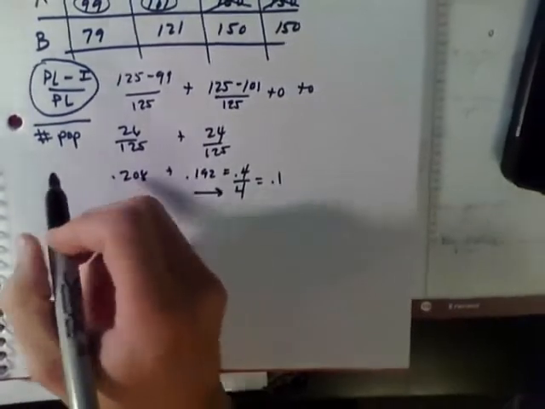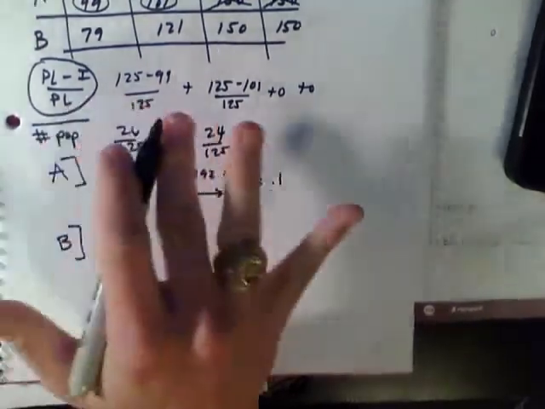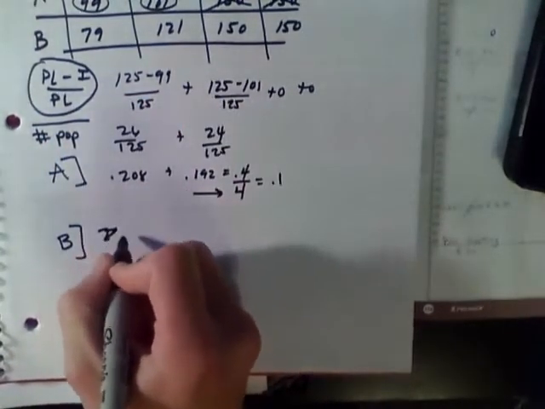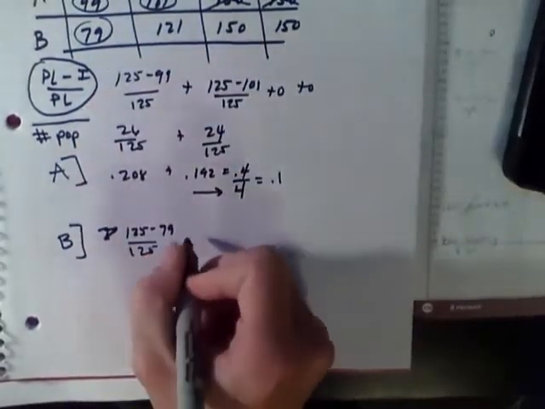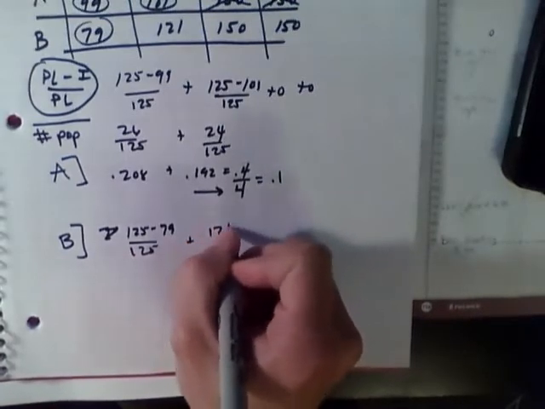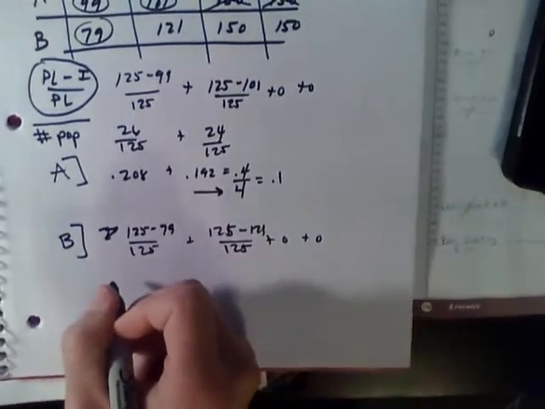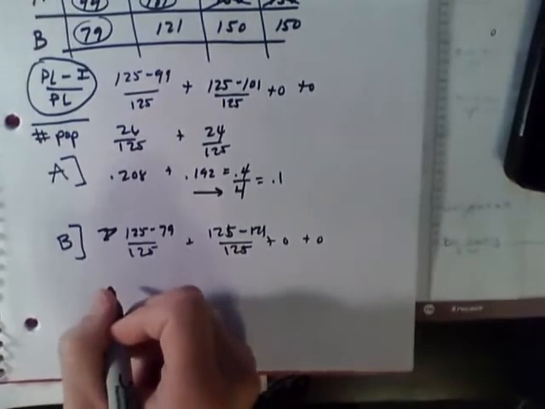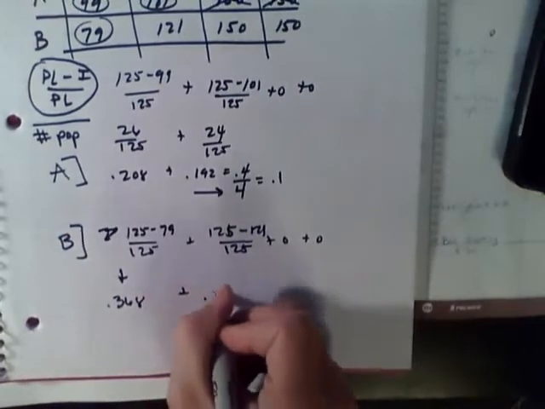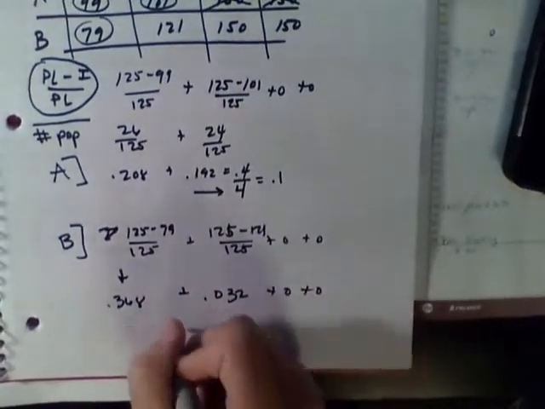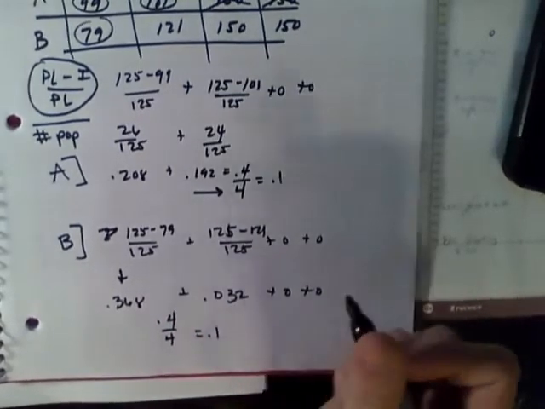You do this. So this is for county A. This is for county B. Bear with me on the orientation of this stuff. 125 minus 79. Right, we're taking this number again right here. Over 125, 125 over 121, 125 plus 0 plus 0. Basically, just to save us some math, it's 0.368 plus 0.032 plus 0 plus 0. Again, that's 0.4 over 4 people, so that's 10% again.